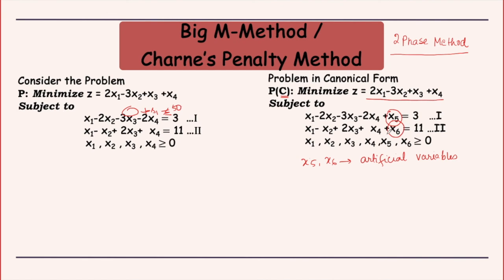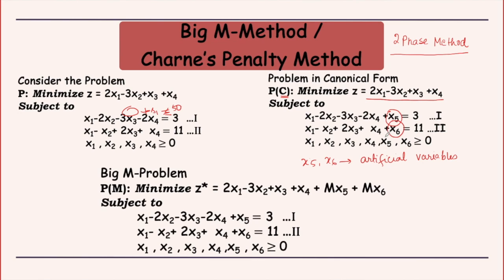So for that, what do we do? Anyone can tell me? Yes, add M into x5 and M into x6 to the minimization problem. So you add two expressions of this type, M x5 and M x6, in the objective function. Since it is a minimization problem, we are going to add. If it is a maximization problem, then you are going to subtract.